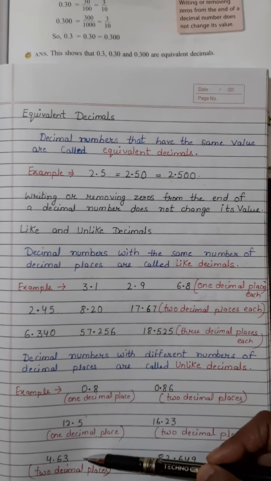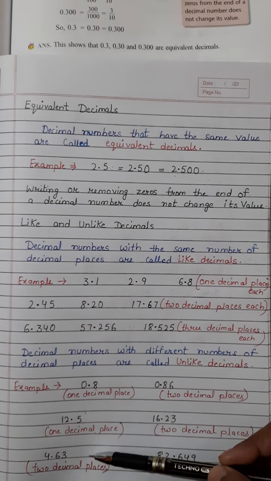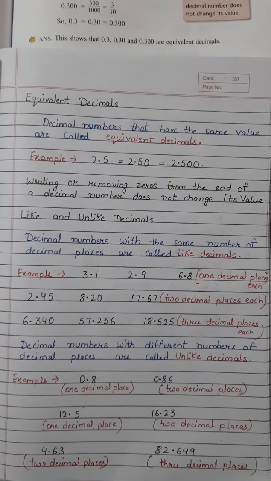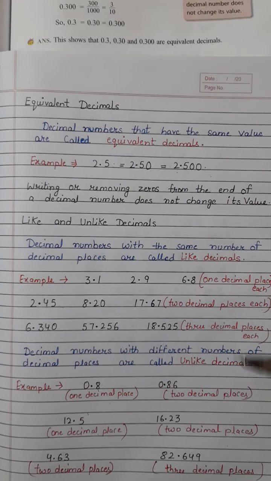Here after the decimal 2 digits, here 3 digits. So again these are not the same. Here this is 2 decimal places and here it is 3 decimal places. Is that clear, everyone? So now you can find out equivalent decimals and like or unlike decimals, right?